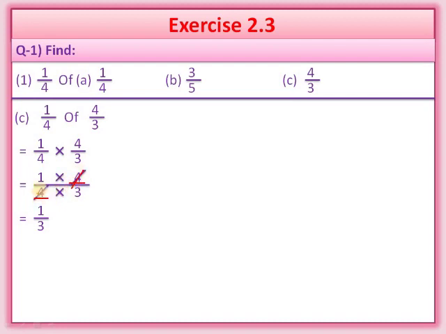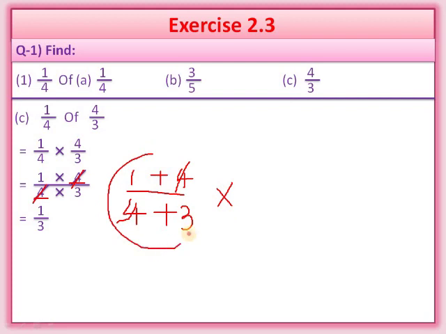Both the 4 are same, and here the relationship between these two numbers is multiplication. Understood what I am telling you beta? Then and then only you can cut. Understood? For example, 1 plus 4 upon 4 plus 3. Okay, here the relationship between 1 and 4 is addition. Here the same way 4 and 3, the relationship of 4 and 3 is addition. So you cannot cut directly. Why? Because the relationship between these two numbers is addition. Understood what I am telling you?